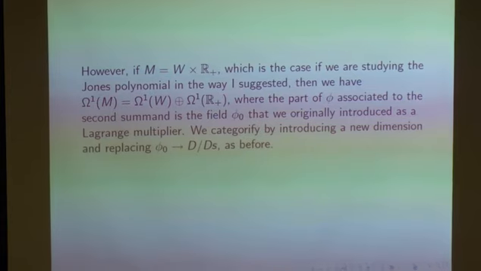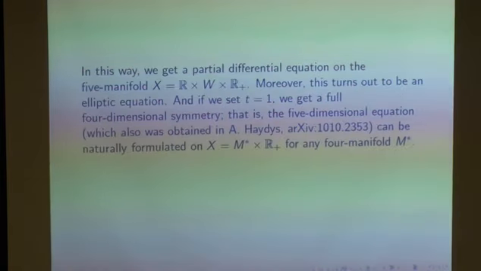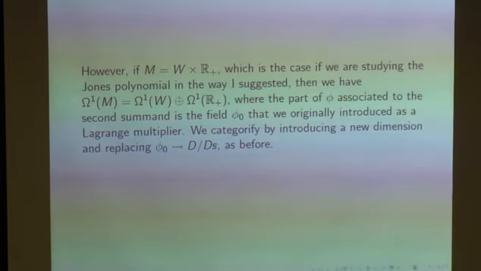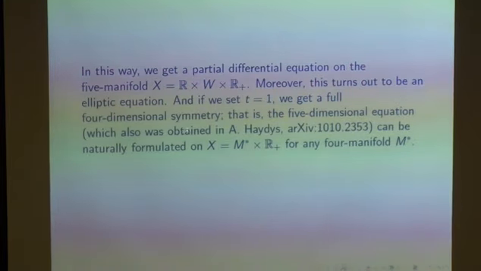So now we categorify. We introduce a fifth dimension with a coordinate s, and we replace phi 0 by d by ds. That was fairly painless, and you can tell your friends that you've categorified. You don't even have to know what a category is. So in this way, we get a partial differential equation on a 5-manifold that happens to be R, the time direction, times what it was before, which was W times R plus.